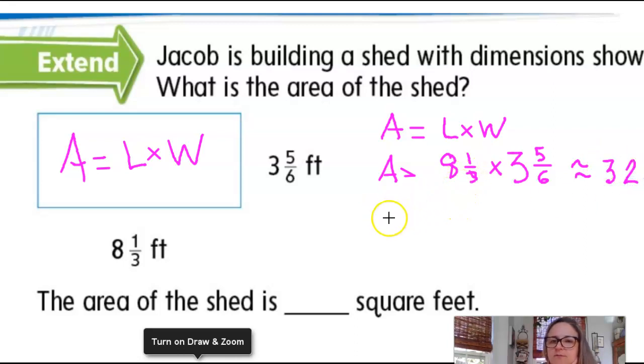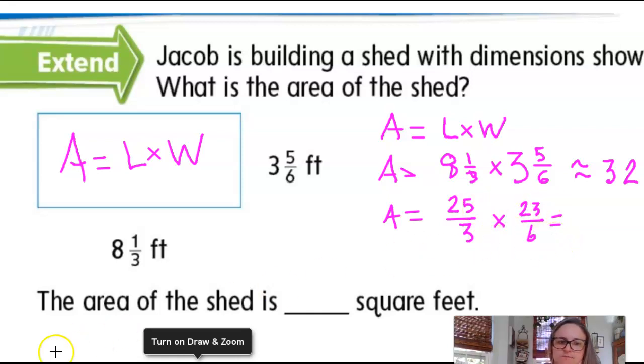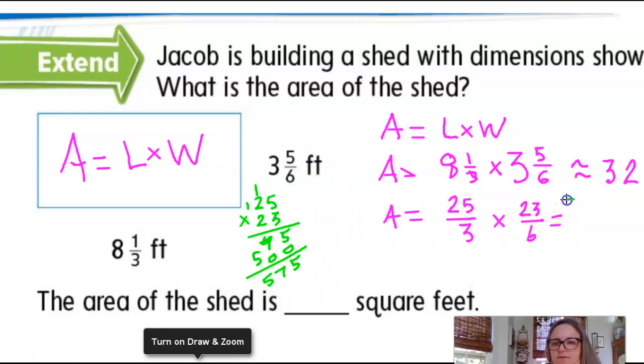Okay, so now make these improper fractions. That 3 times 8 is 24 plus 1 make 25 over 3. And I'm timesing it by 6 times 3 is 18 plus 5 is 23 over 6. Okay, and now I multiply the tops and then the bottoms. When I times 25 by 23, I worked it out over here. I got 575. And then I have to divide it by 3 times 6, which is 18.